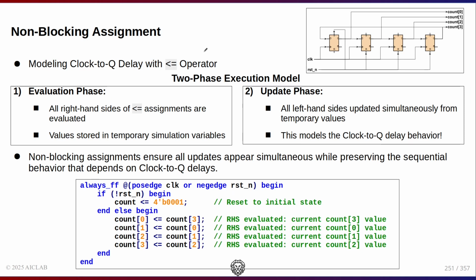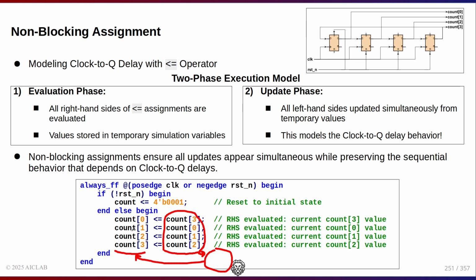The non-blocking assignments are scheduled into two phases, evaluation phase and update phase. The RTL code for the ring counter is shown here. In evaluation phase, the right hand side of the assignments are evaluated and stored in a temporary location. In update phase, all left sides are updated immediately from the temporary location.